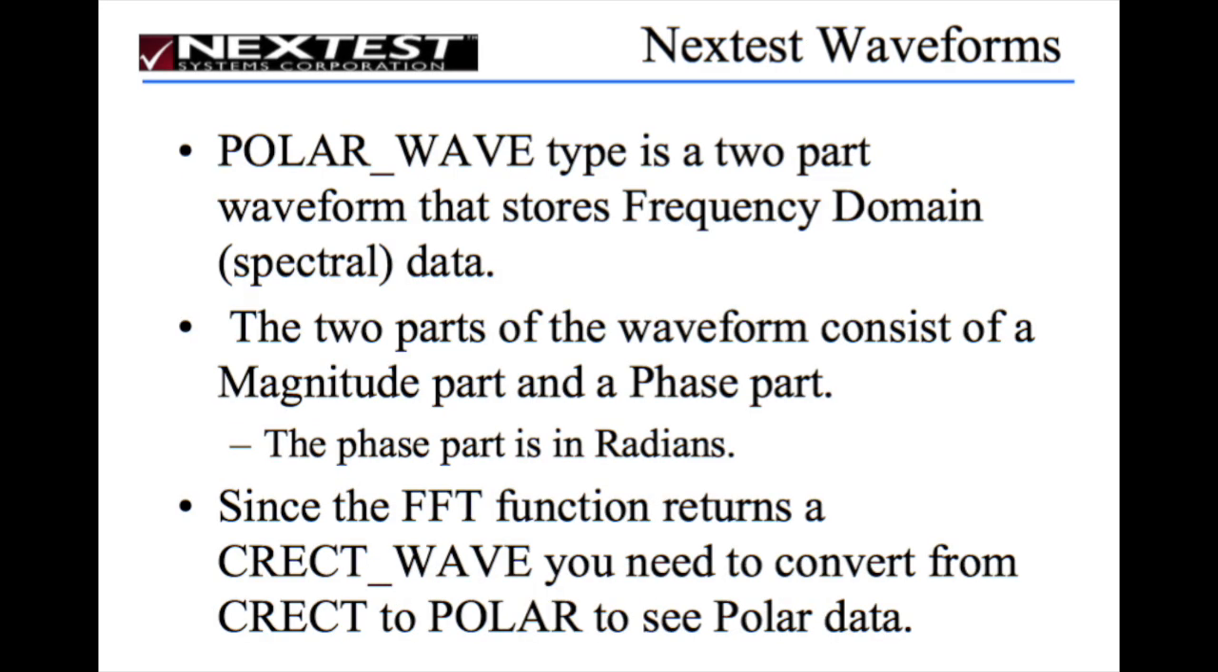Okay, the next one is probably much easier to understand. Polar wave type is a two-part waveform that stores frequency domain or spectral data. The two parts of the waveform consist of a magnitude part and a phase part. The phase part is in radians. Since the FFT function returns a C-rect wave, you need to convert from C-rect to polar to see polar data. Normally you want to see these things in polar. C-rect is really not very helpful, but you have to go through the process to get from C-rect to polar. And we'll talk about that.